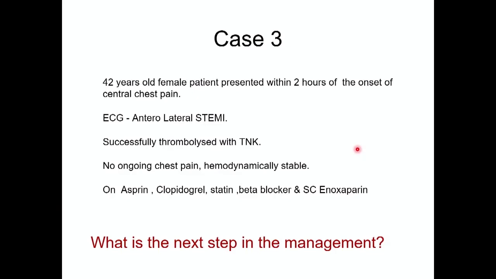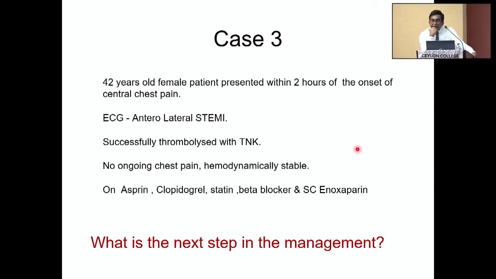Case number 3, I think you understand. If you have any questions, you can ask after the lecture. A 42-year-old female presented with 2 hours of onset chest pain, anterolateral MI, successful thrombolysis with TNK, ST segment has come down, patient symptom free. She is on aspirin, clopidogrel, statin, beta blocker, and enoxaparin. What is the next step?